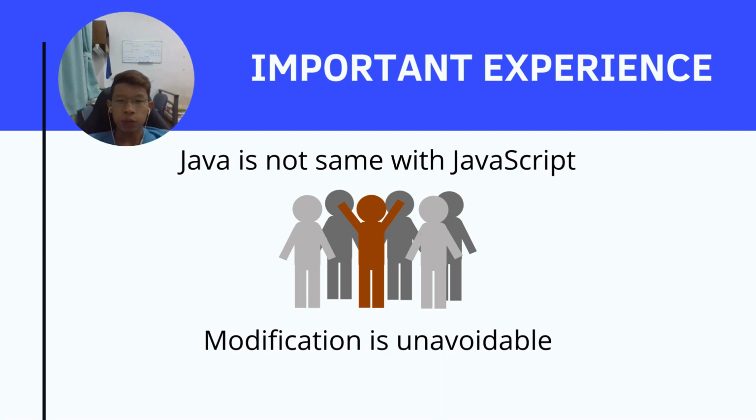There are several experiences that we would like to share. It is very hard to composite components that are built from Java and JavaScript, especially as they have different properties. To composite the components from these two languages, it is unavoidable to make some modifications on the code.